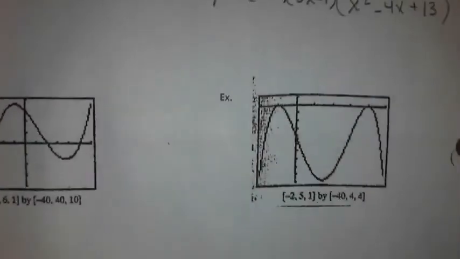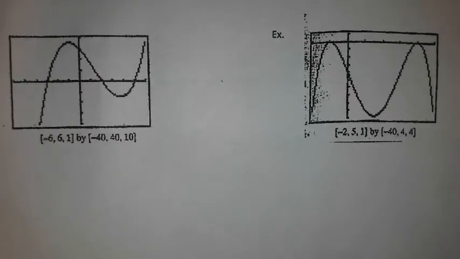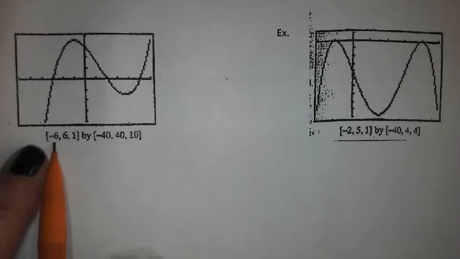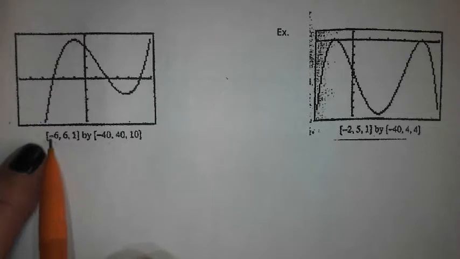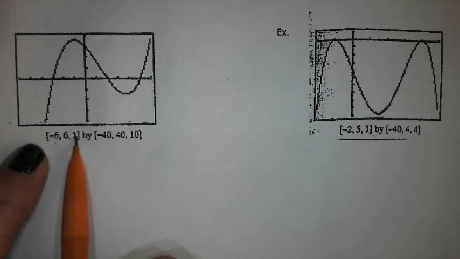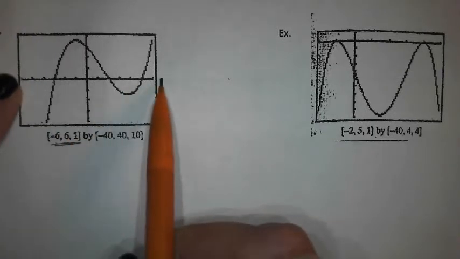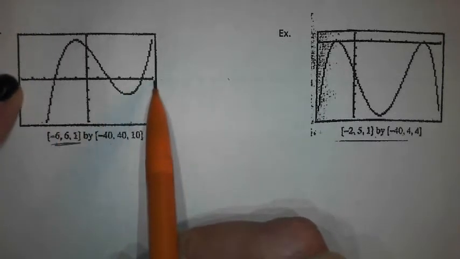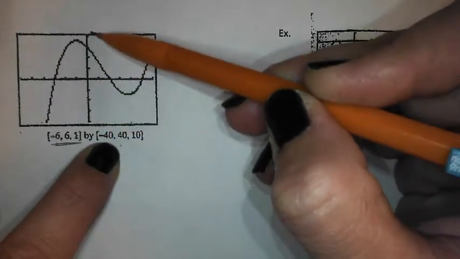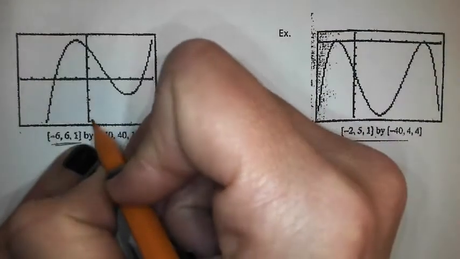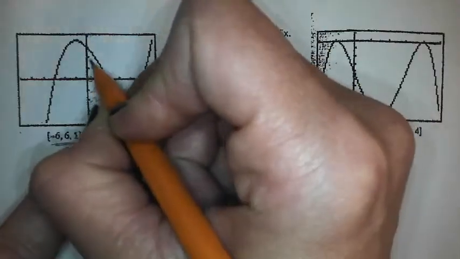When you see graphs like this on your homework, this is going to be like the graph I showed you on the front side. The window is at the bottom. So look up at the board here. The fact that this says -6, 6, 1 is saying that the x-axis is going from -6 to 6, counting by ones. The y-axis is going from -40 to 40, counting by tens. So that would be -40, -30, -20, -10, 0, 10, 20, 30, 40.